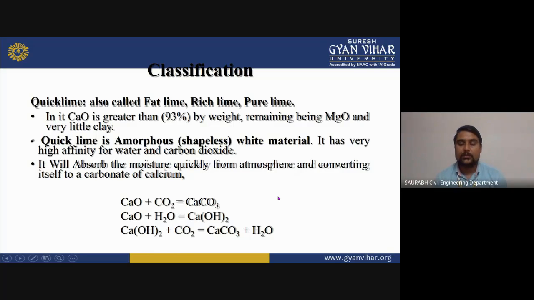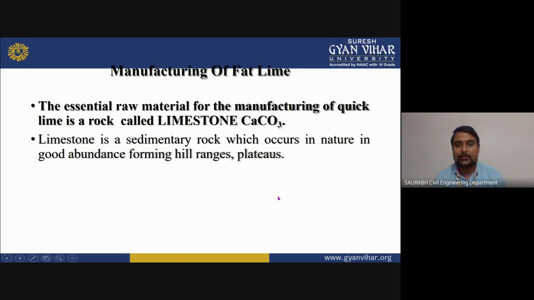Now come to the manufacturing of fat lime. This is also a very important point in lime. The essential raw material for the manufacturing of quick lime is a rock called limestone, which is CaCO3. Limestone is a sedimentary rock which occurs in nature, forming hill ranges, and it is used for the construction of buildings and also for the manufacturing of cement.